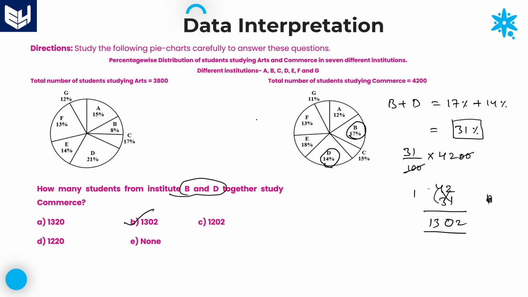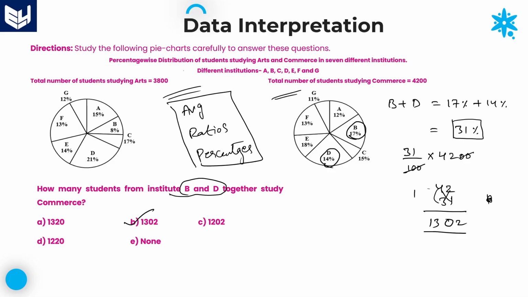Guys, if you understand the given information properly, problem solving is not at all a difficult task. The only thing you need to focus on is three areas: averages, ratios, as well as percentages. You need to be very confident about these three topics. Then only is it possible to solve the problems in data interpretation especially.